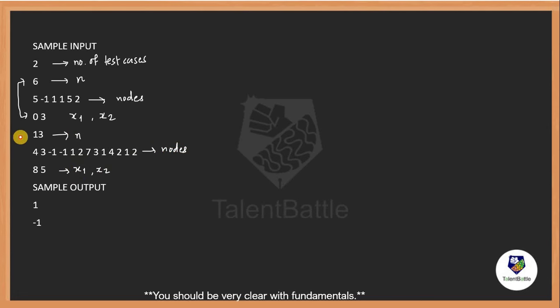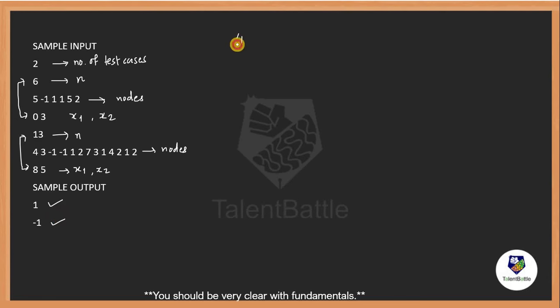And for the first case, your output should be 1. So that will be the common ancestor, and -1 for the second case means there is no common ancestor for the second input case. So we will try to develop the logic which will provide us this particular output.